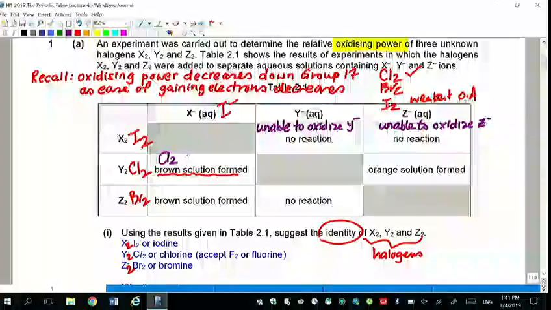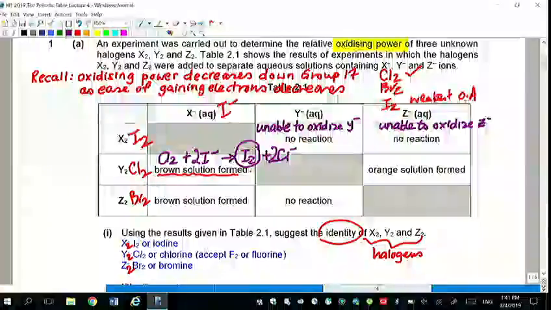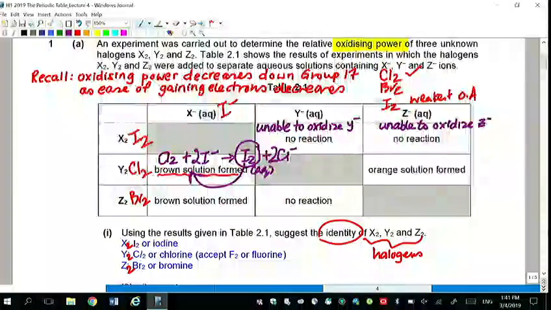So your Cl2 will be able to react with your I minus, 2 moles of it. It will actually form I2 and Cl minus. This is the balanced equation, and then the I2 in the aqueous solution will appear as brown. So that is why you get a brown solution.